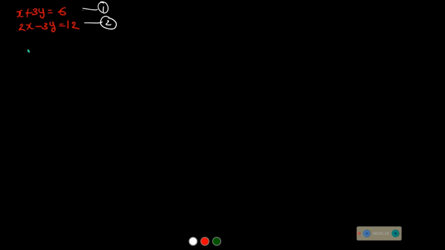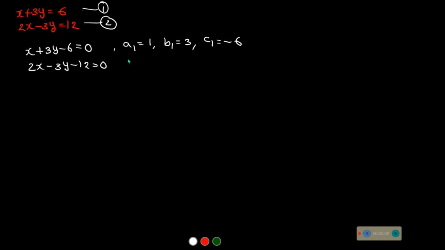Let's rewrite the first equation: x plus 3y minus 6 is equal to 0, and the second equation: 2x minus 3y minus 12 is equal to 0. So a1 is equal to 1, b1 is equal to 3 and c1 is equal to minus 6. In the second equation, a2 is equal to 2, b2 is equal to minus 3 and c2 is equal to minus 12.